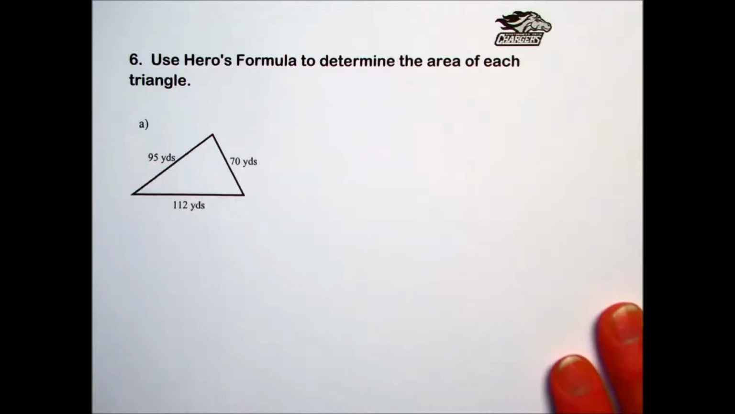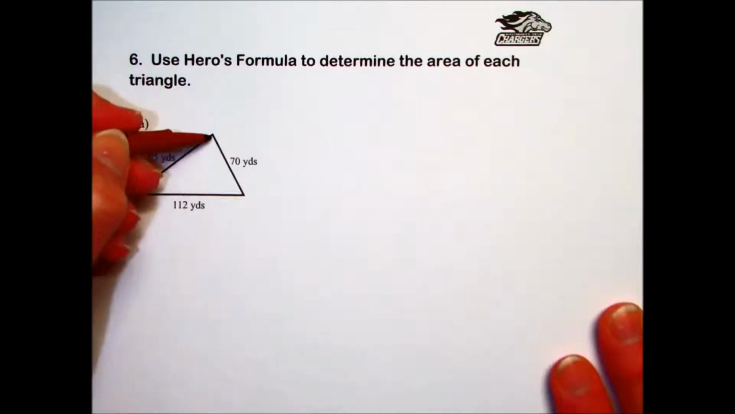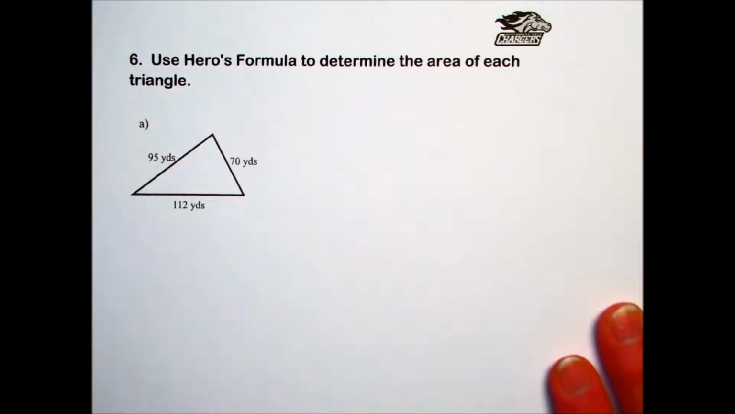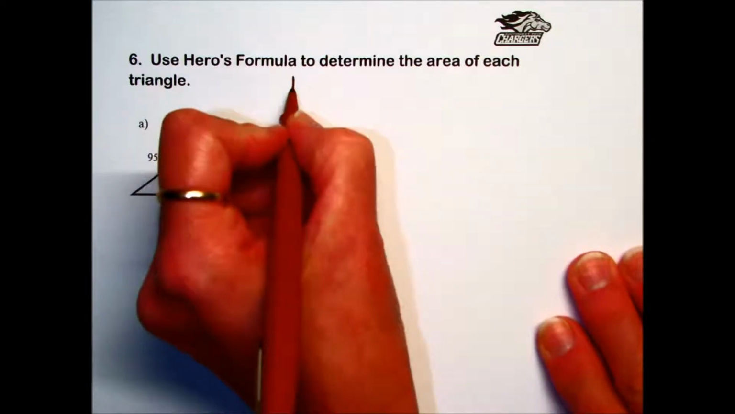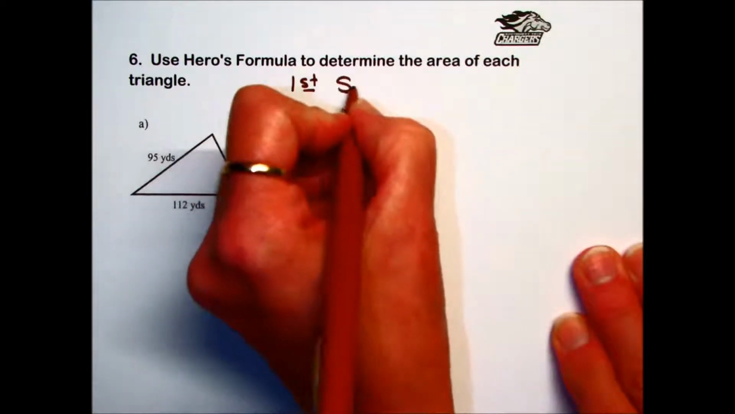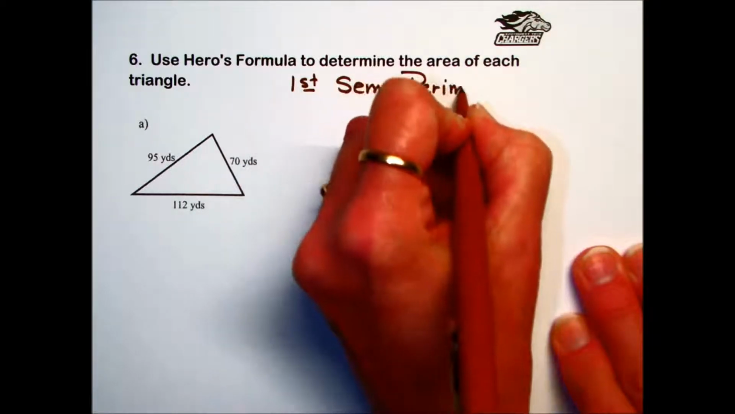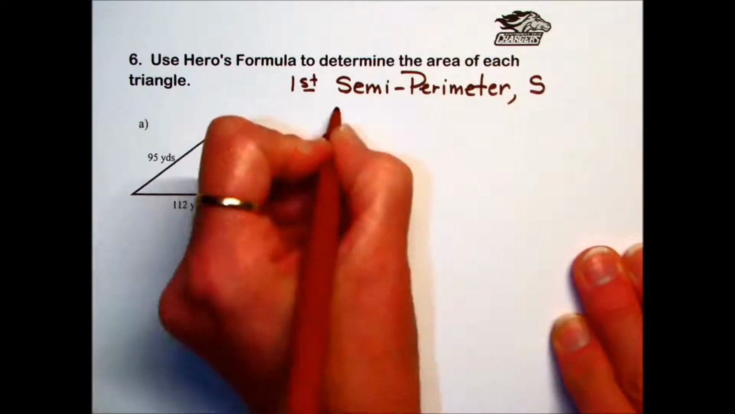To find area using the traditional formula, base times height divided by 2, we would need to know a vertical distance between a vertex and its opposite side. That information isn't given. So Heron's formula is our only option, and the first step on our way to calculating the area is to find the semi-perimeter. And we'll represent that with the capital letter S.